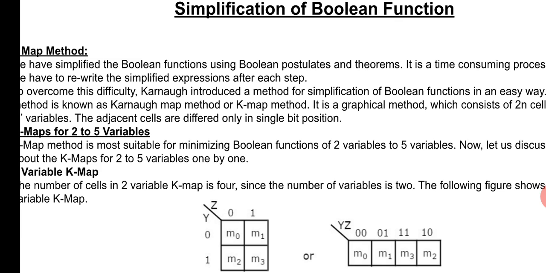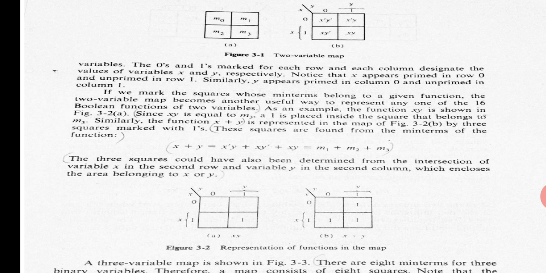Just a representation, but in the next slide they have gone with the variables x and y, but it's okay. The ultimate thing is when both the inputs are 1, then only you are going to get the value m3. Here also, xy is equal to m3, because you get xy when x equal to 1 and y equal to 1. If any one value is 0, then you will get x dash, isn't it? So that is the reason why they said xy is equal to m3. 1 is placed inside the square that belongs to m3. Similarly, the function x plus y is represented in the map of figure 3.2b.